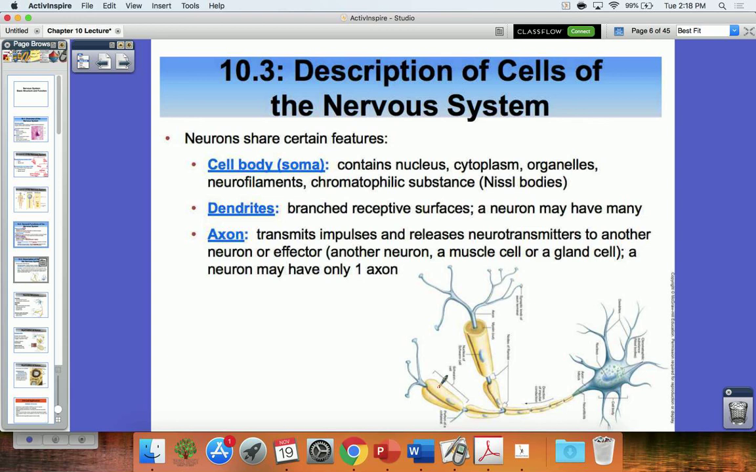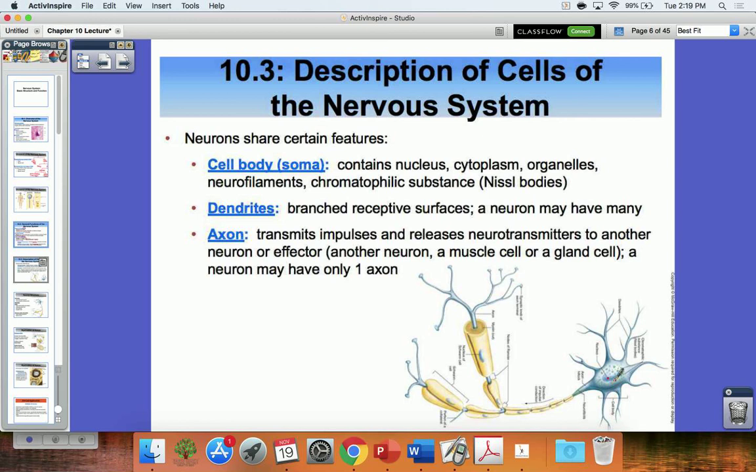So we have a couple of structures. All of them will have a cell body, also called a soma. This is just this center portion right here. Within the cell body, we have a nucleus. Everyone knows what the nucleus is. It's like the control center of the cell, where it's going to house DNA and all the above. We're also going to have a ton of organelles in this area, and other substances that help keep the cell's structure.